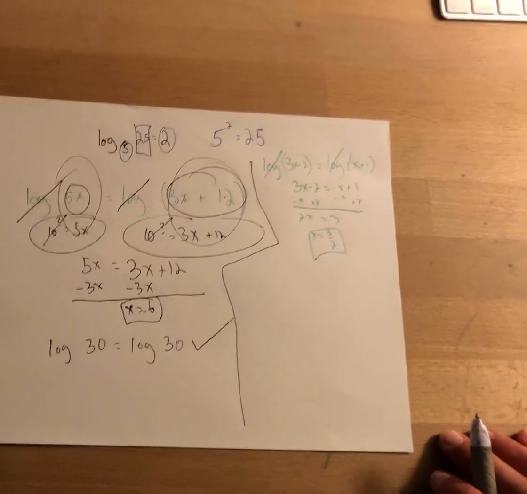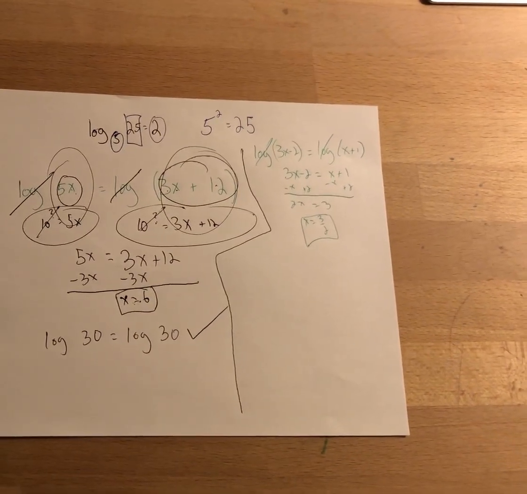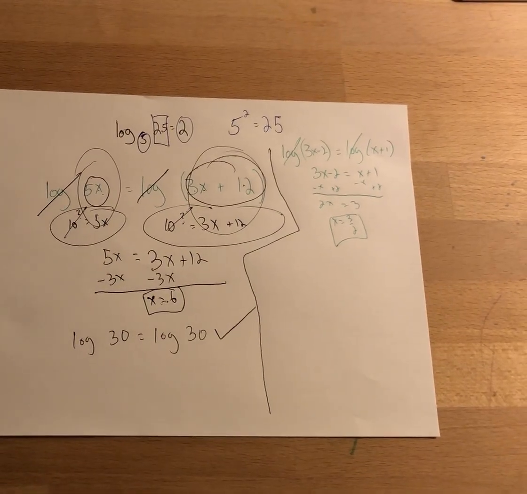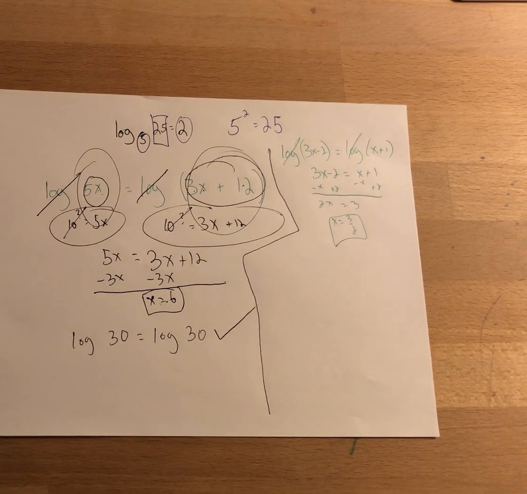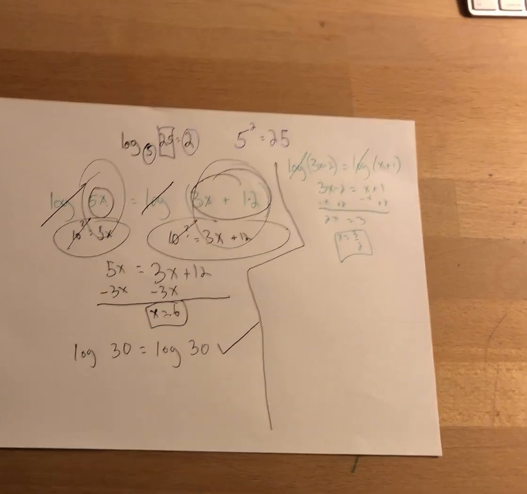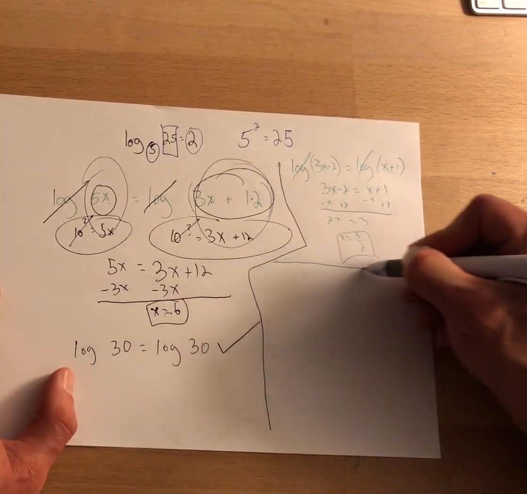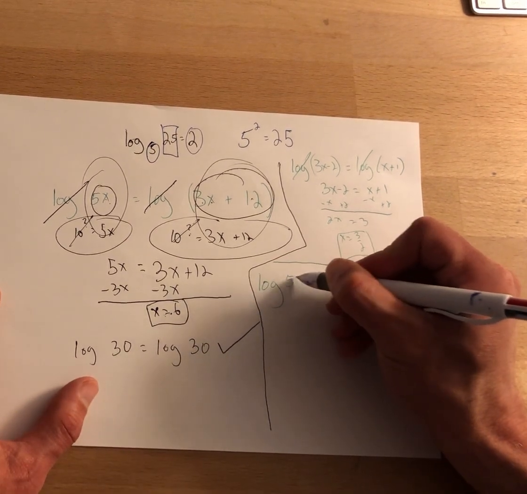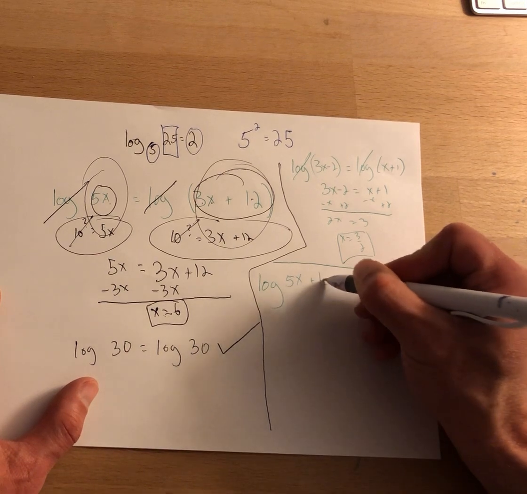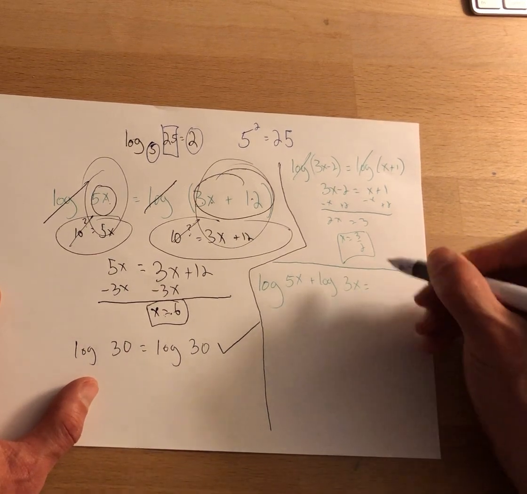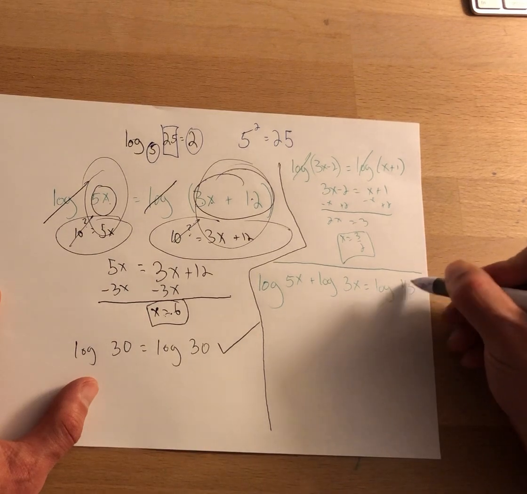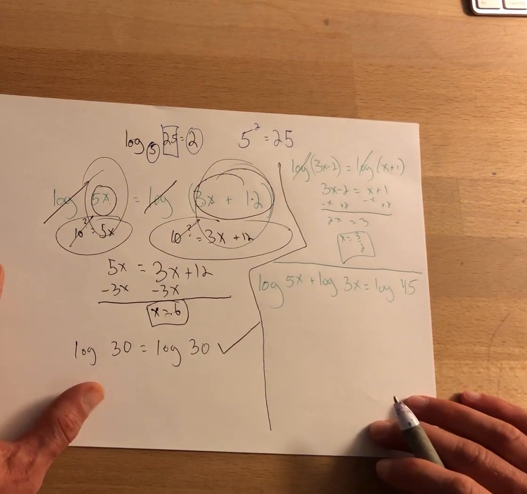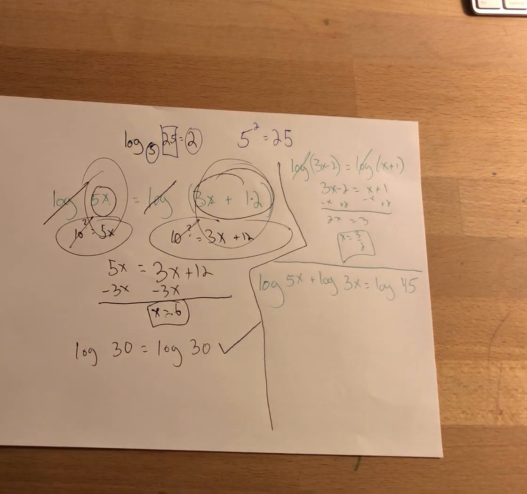Let's try the second one. I'm going to go ahead and write this, and I want you to pause the video and try it yourself. This is from the notes. Log of 5x plus log of 3x equals log of 45. Pause the video and see if you can solve this on your own.